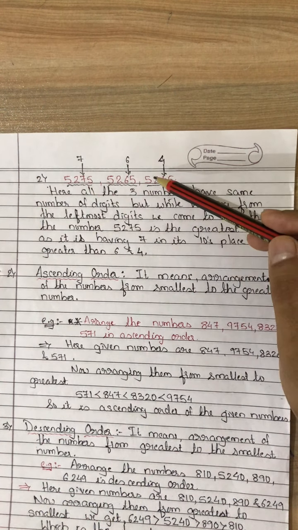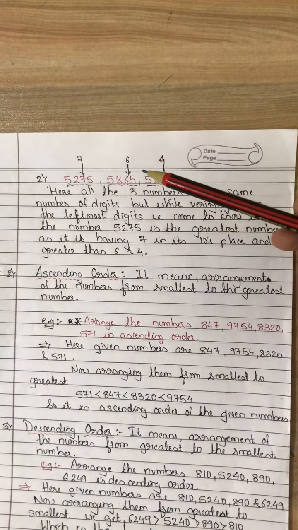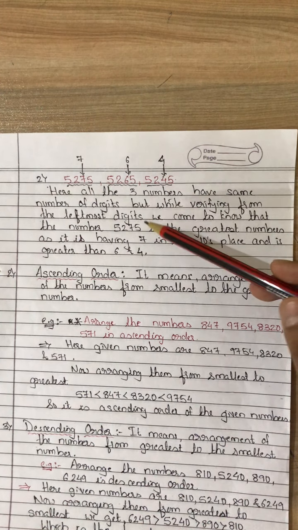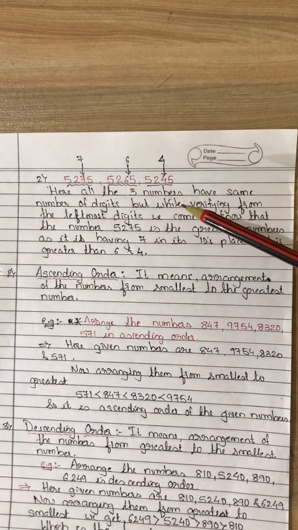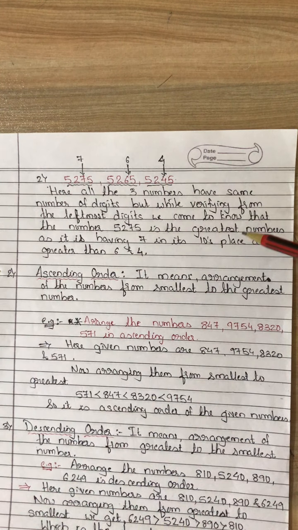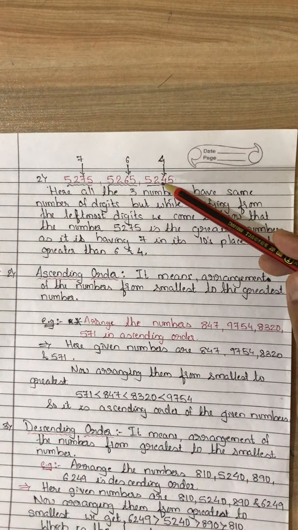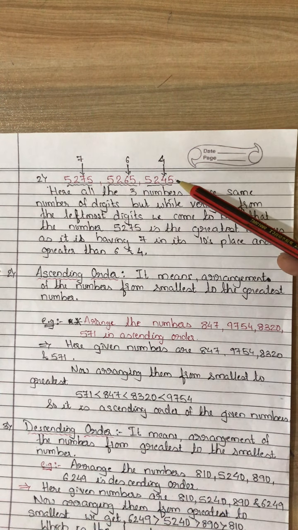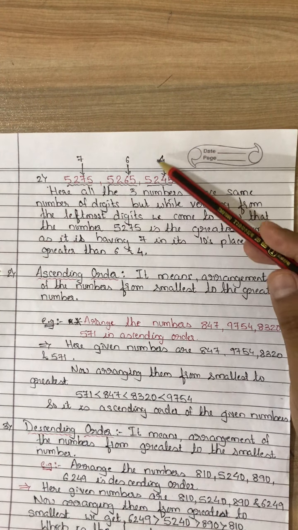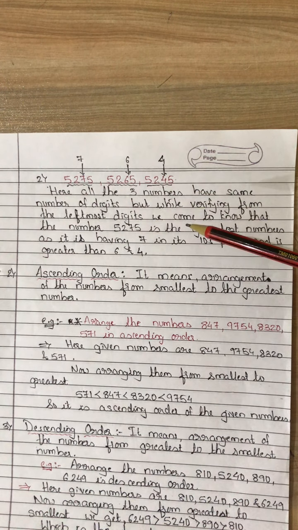From these 3 numbers, which is the greatest? 7 is the greatest. Yes, therefore we will say the number 5275 is the greatest number because it is having 7 in its tens place, and 5245 is the smallest number because it is having the smallest number, that is 4, in its tens place. Wasn't that easy, students?